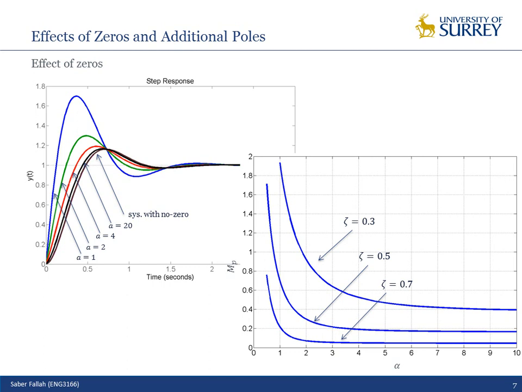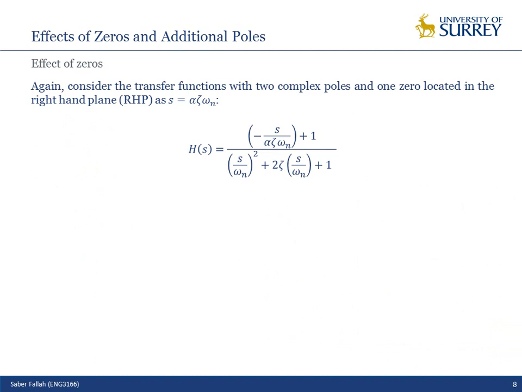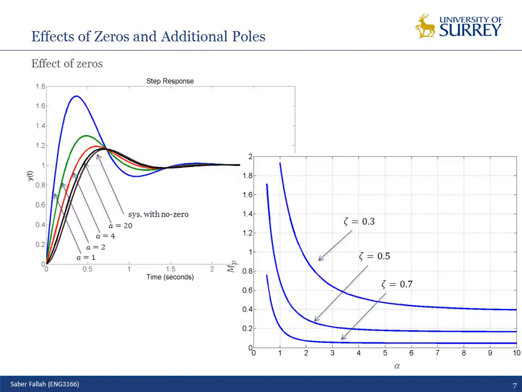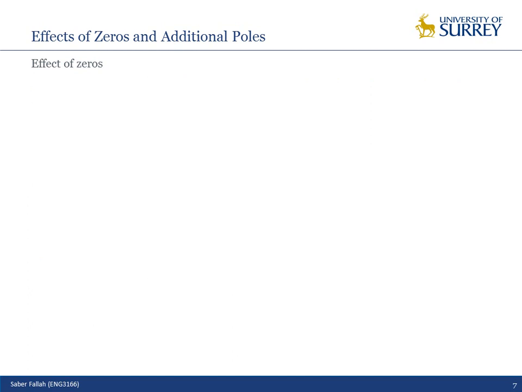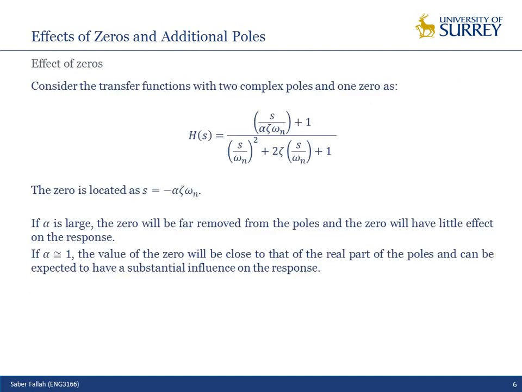Where is alpha? Here, I define it this way: s equal to minus alpha zeta omega n is the zero of the system. I define the parameter alpha to change the location of the zero.